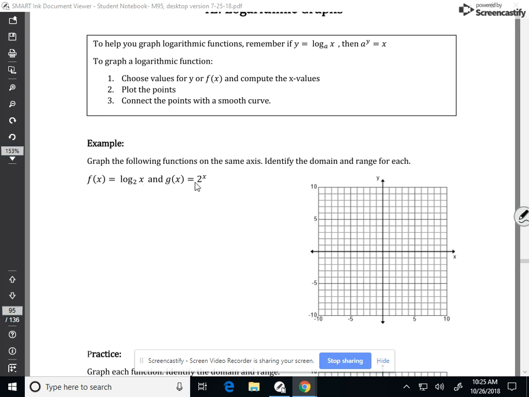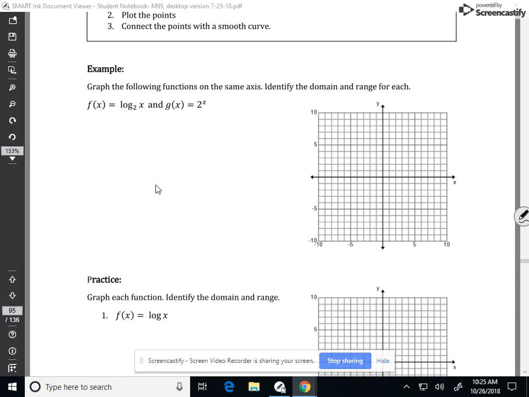Now, f of x and g of x are inverse functions to each other because log base 2 of x, its inverse is 2 to the x, right? This is how we solve each other. So if I focus first on f of x, now if we think about powers of 2, it might be helpful to look at the g of x function.